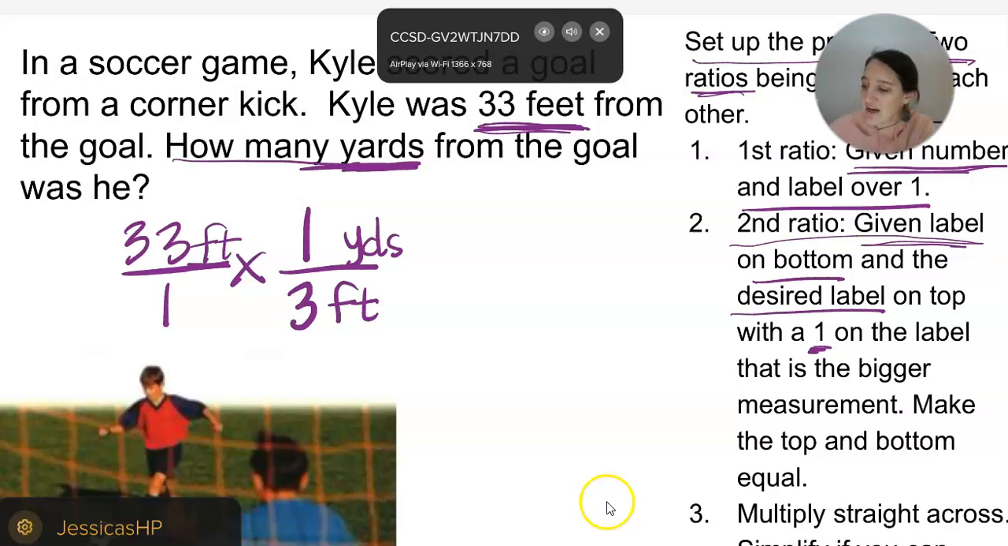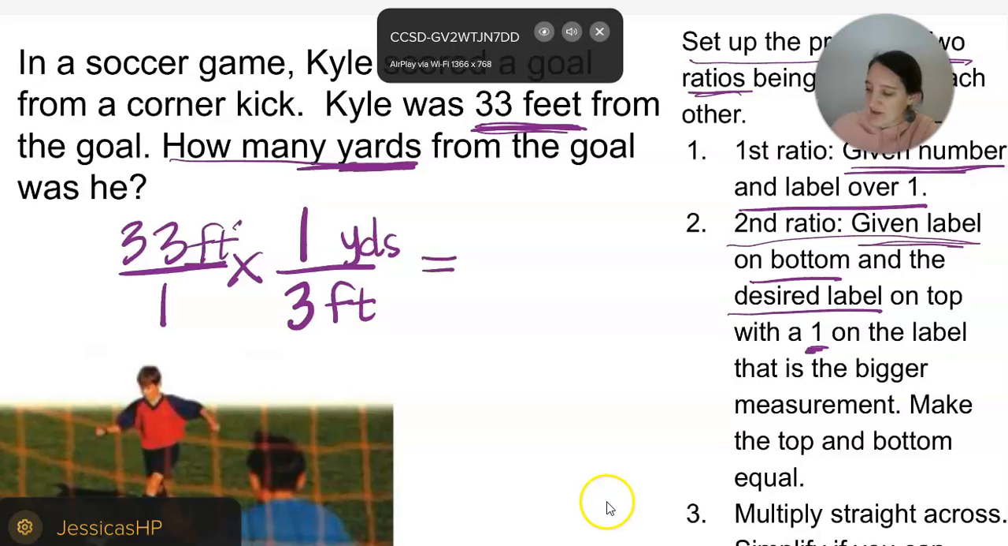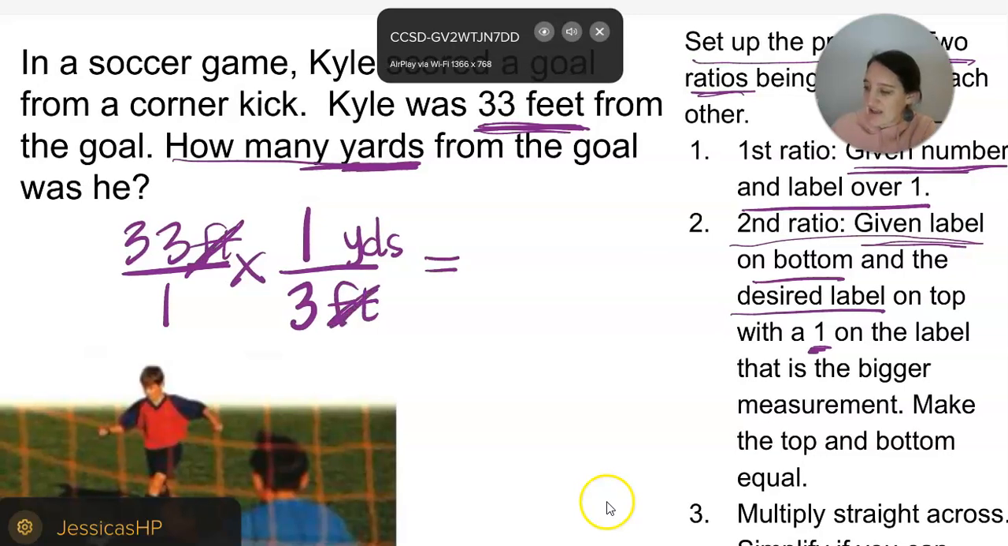You'll know you have done it correctly if the top is the exact same distance as the bottom, which we're good. 1 yard is the same distance as 3 feet. So we've done that correctly. Now when we multiply straight across, we're going to see if we can simplify. We're going to cancel out the feet. And then we can see that we have 33 and 3, which means we can divide both of those by 3, can't we? And that will give us 11 here and 1 here.